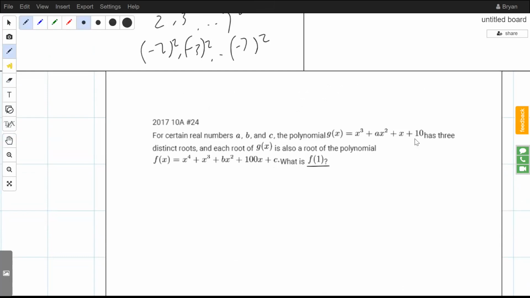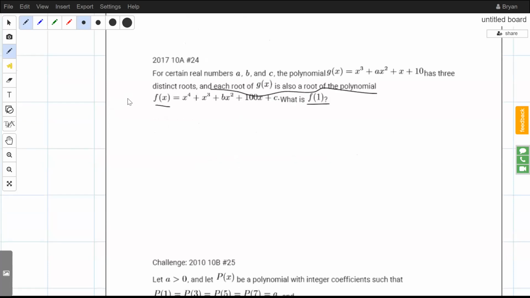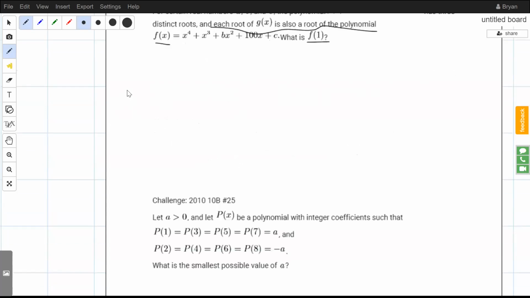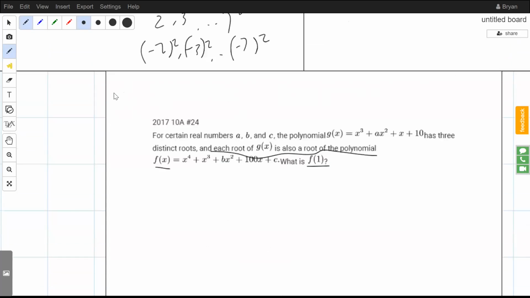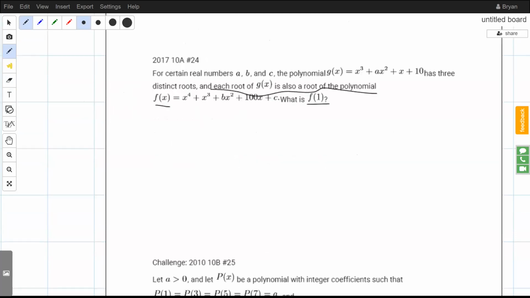The key information in this problem is that each root of g of x is also a root of the polynomial f of x. I mentioned before, this means that g of x divides f of x evenly. I know I didn't go over this, but you can do this cool thing called long division with polynomials. I just want to use this problem as an example. Long division is pretty interesting.